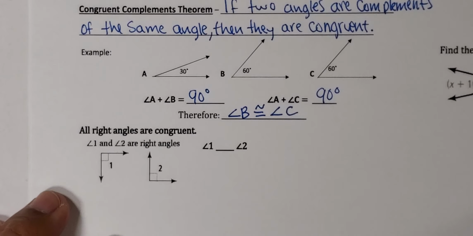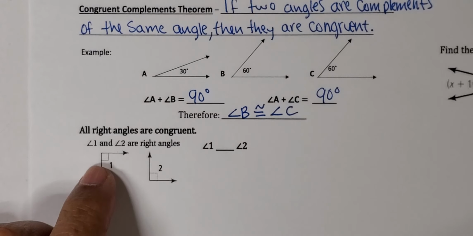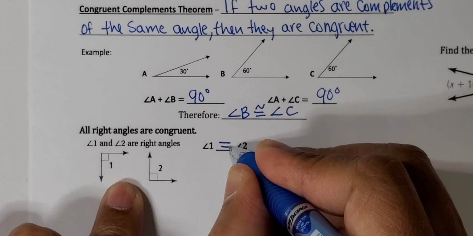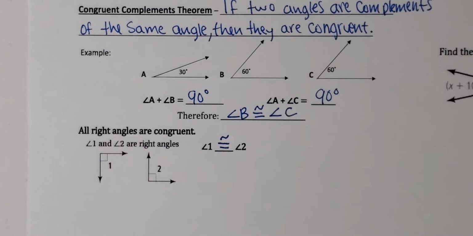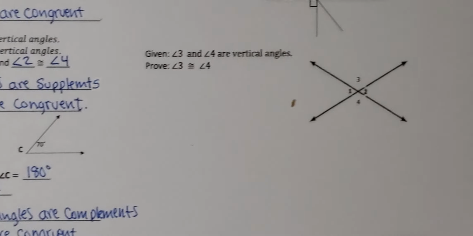Okay, the next one is all right angles are congruent, but we know that all right angles have a measure of 90 degrees. That's what this box here means. So we can say here that angle 1 is congruent to angle 2 because of this statement. Okay, so let's go on to the next page.